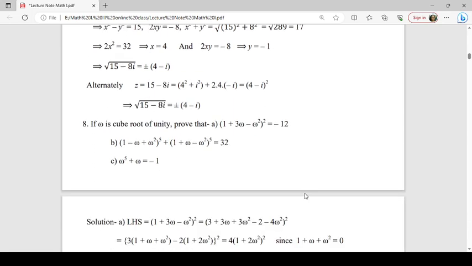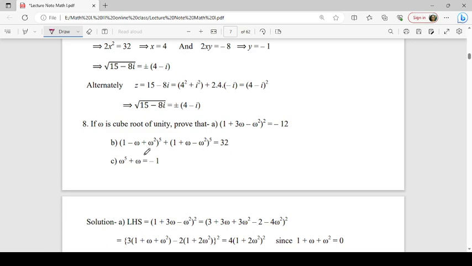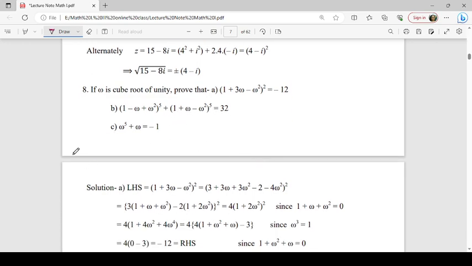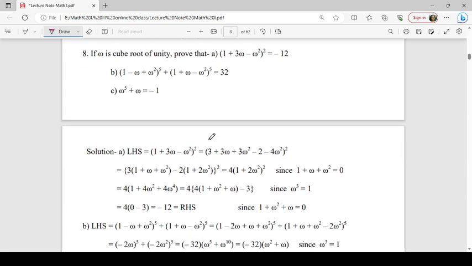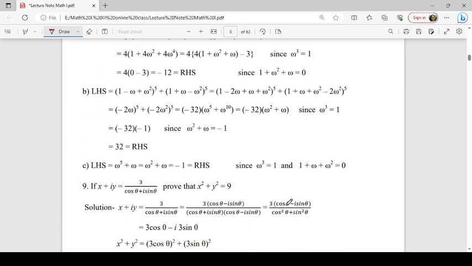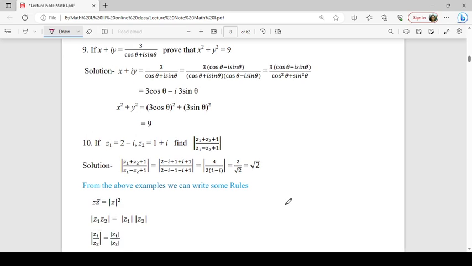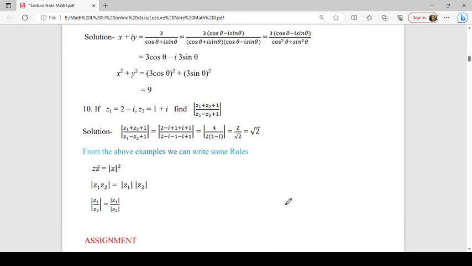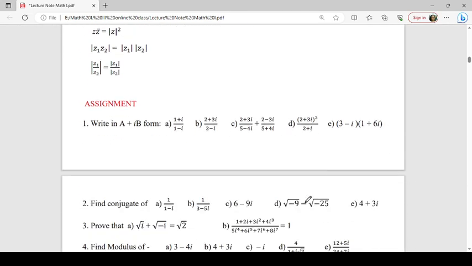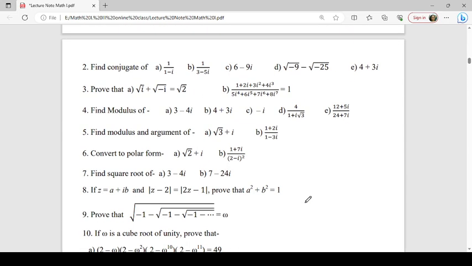This is cube root of unity. Just go on simplifying this, then minimize the powers, and we have these values. So very simple thing. And these are some examples you can try to solve.